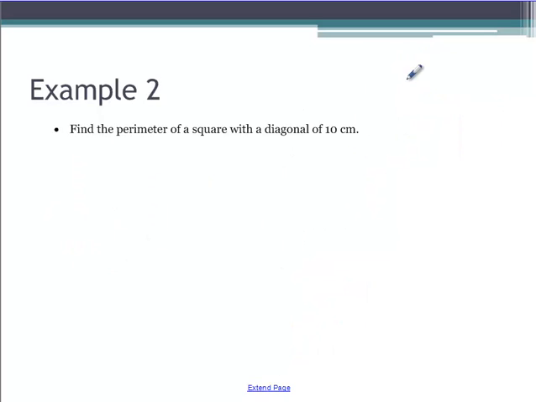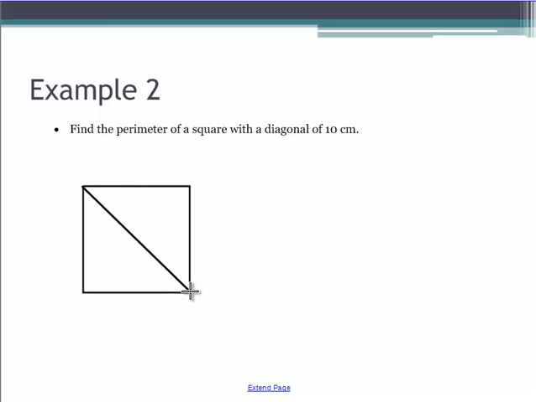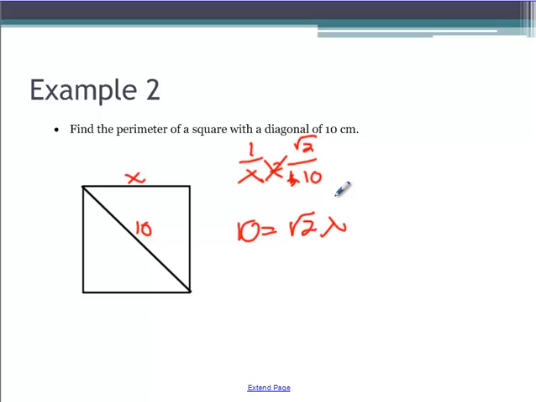Find the perimeter of a square if the diagonal is 10 centimeters. So let me draw in a square, and its diagonal. We know the diagonal of that square is 10. So 1 over leg equals square root of 2 over hypotenuse, which is 10. We don't need to write out hypotenuse. So cross multiply.